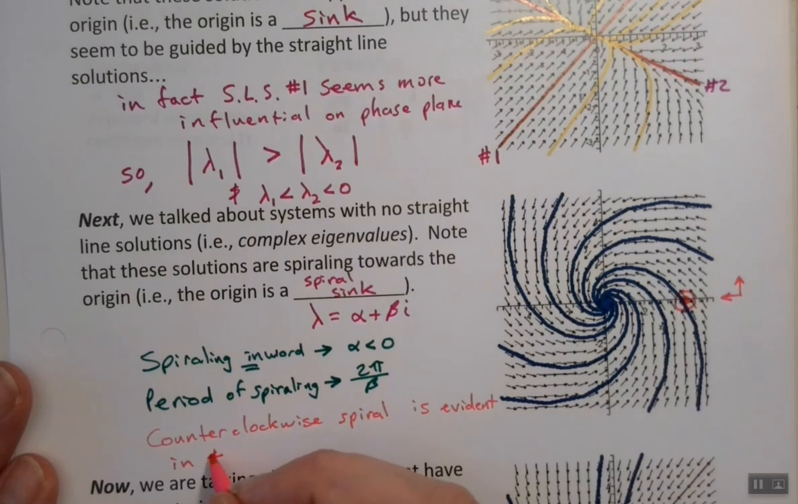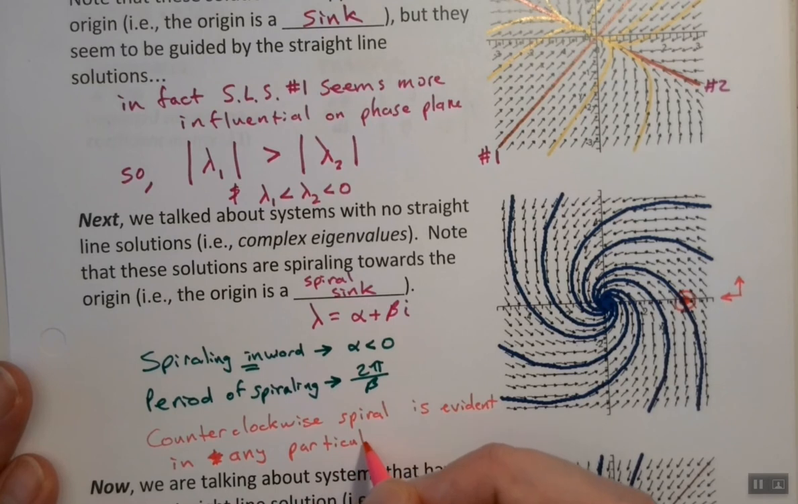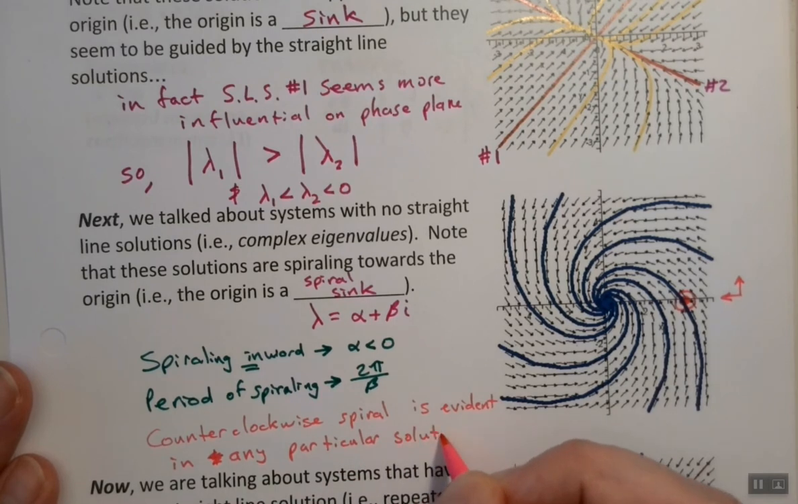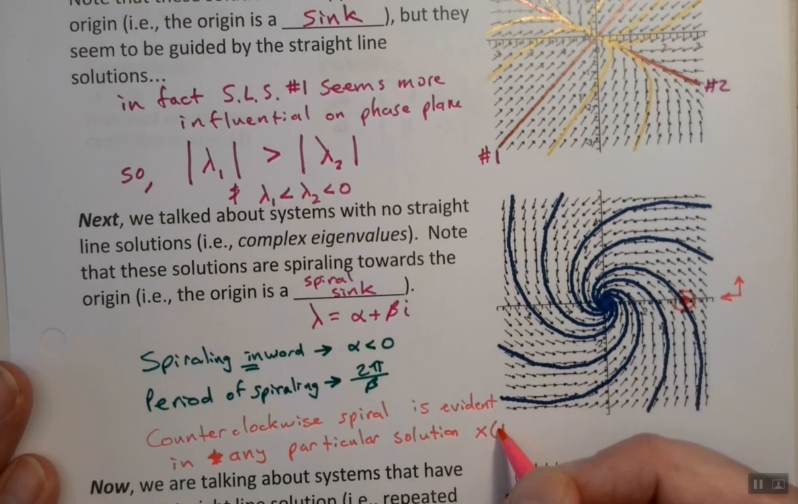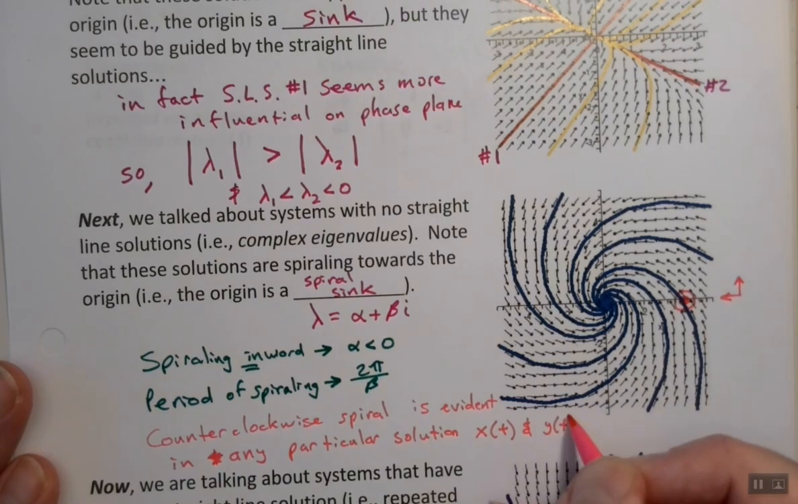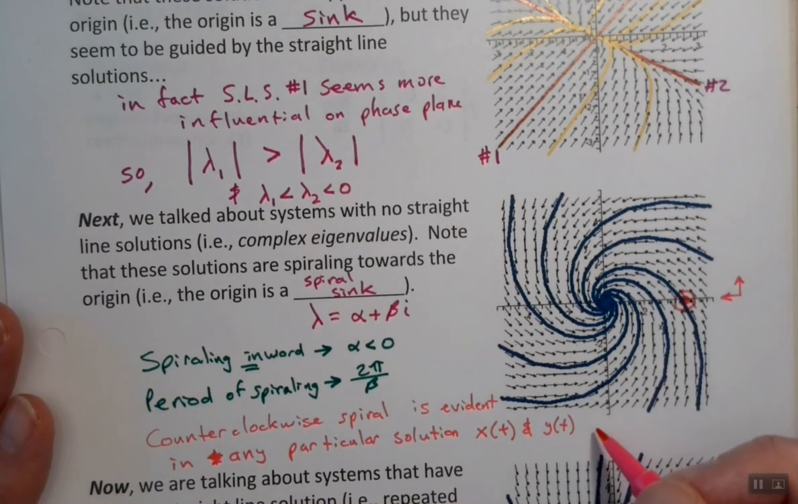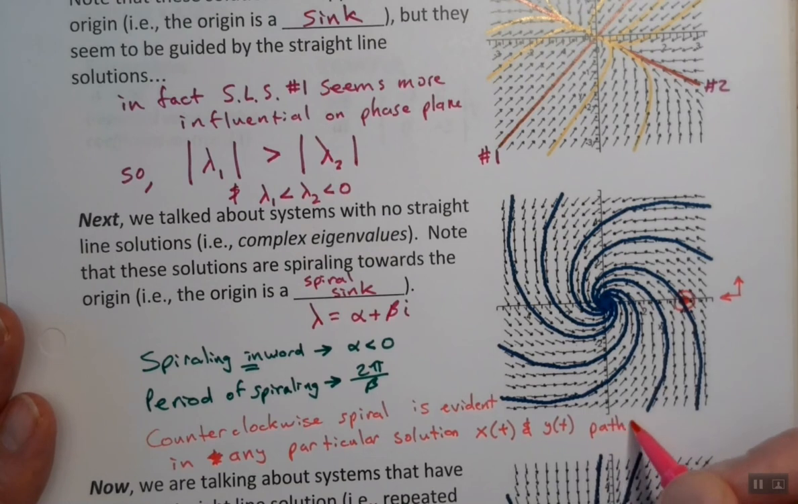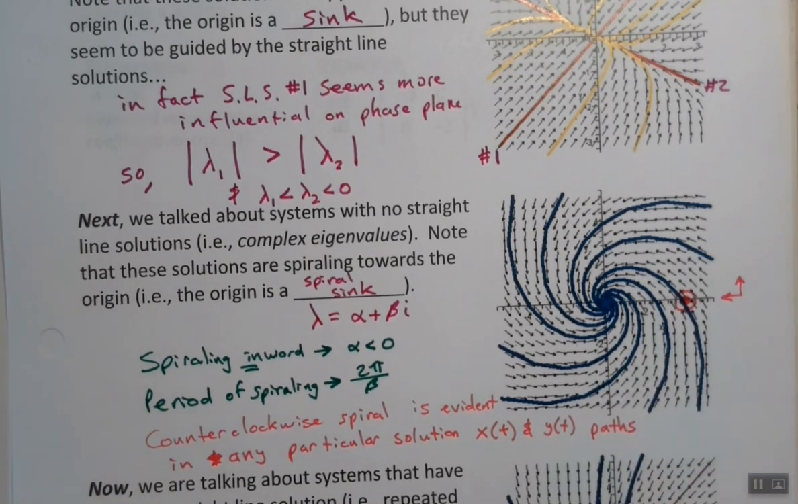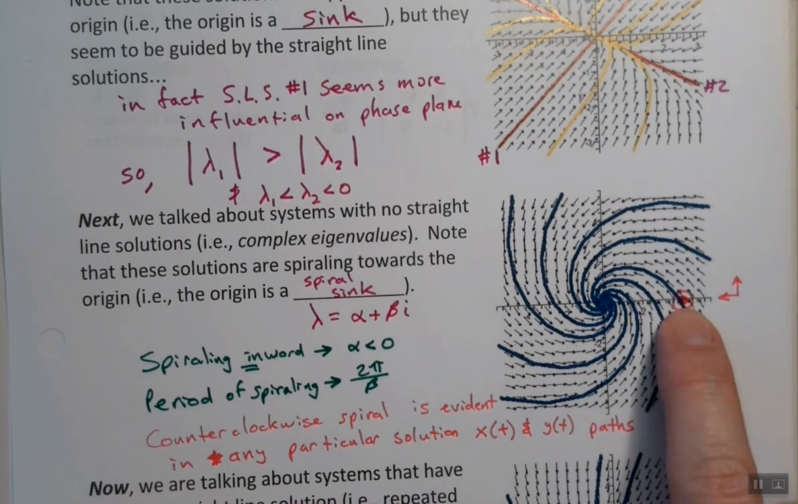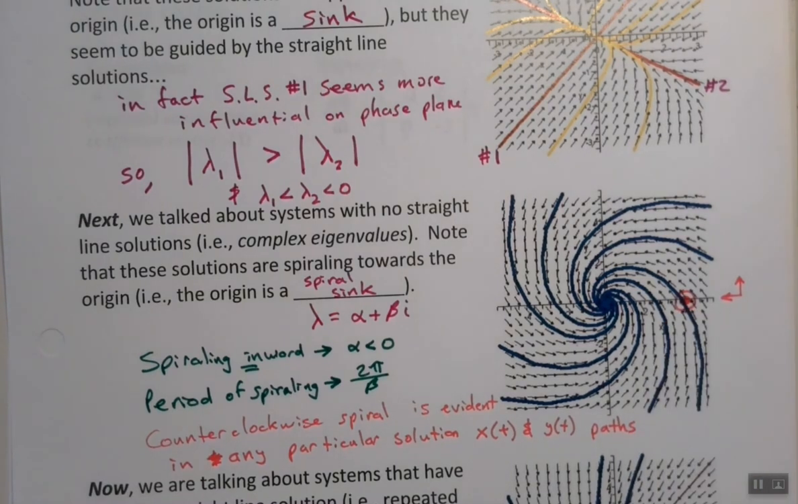is evident in any particular solution, x of t and y of t. You can tell what's going on based on the relationship between x of t and y of t. At that point right there, what must be happening? You can tell that it's got to be a clockwise spiral because of the way x of t and y of t are behaving.